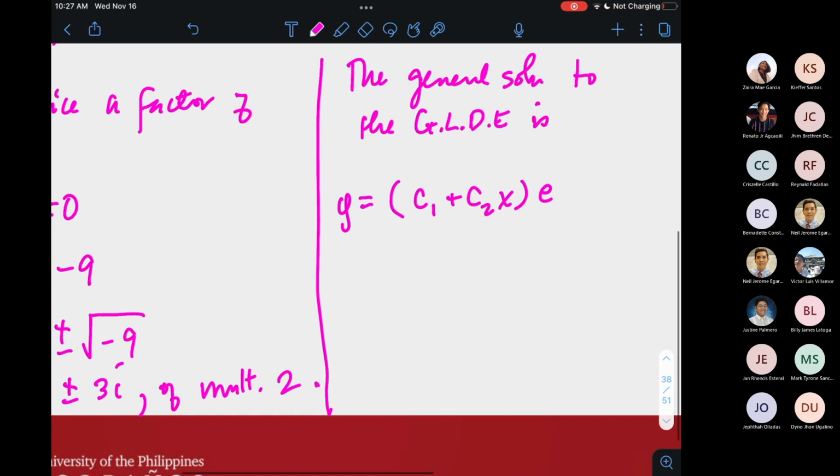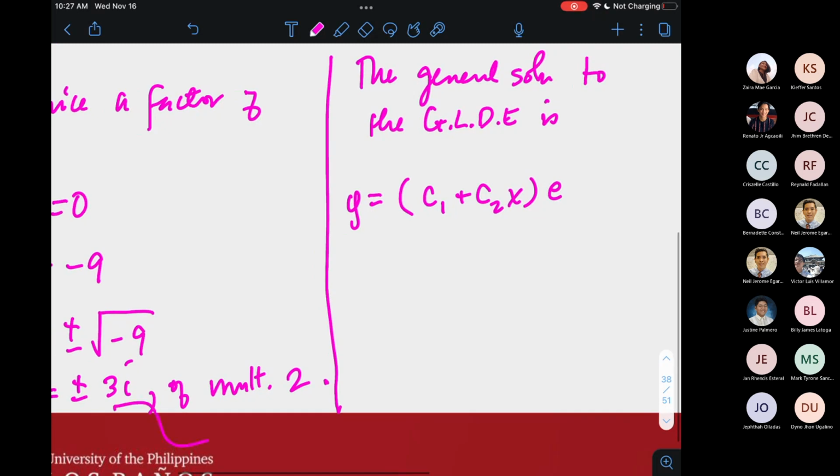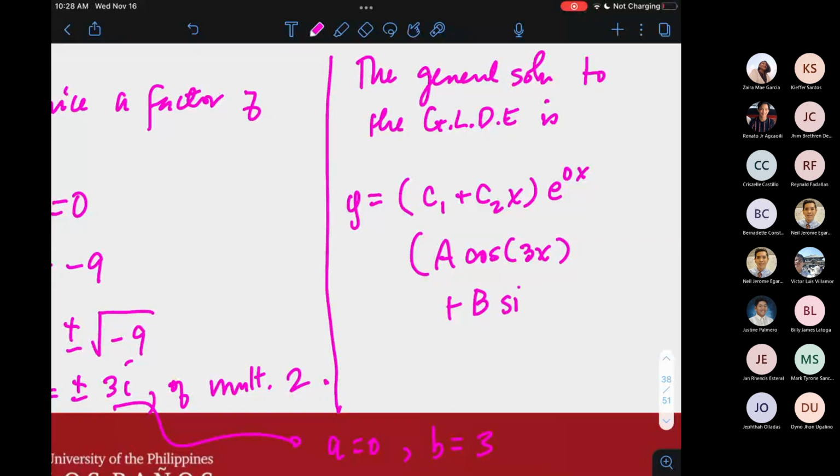So, e to the ax, anong a natin dito? Oh, ang a natin ay 0. Kasi plus or minus 3i, so that means a is equal to 0, b is equal to 3, right? So, ibig sabihin, magkakaroon tayo ng e to the 0x times a cosine 3x plus b sine 3x. So, ito yung ating solution.